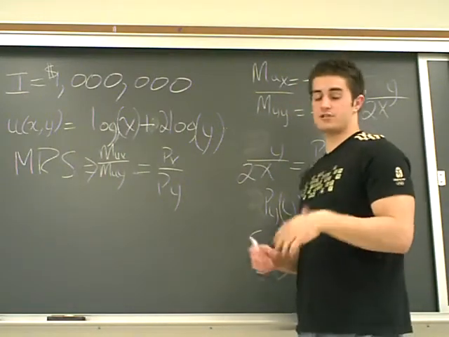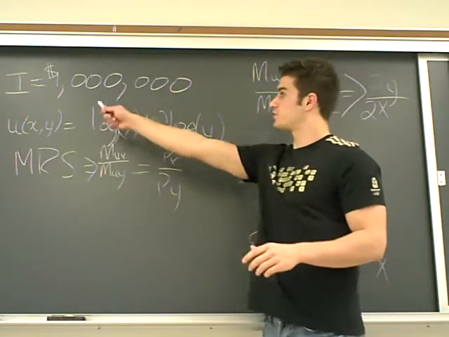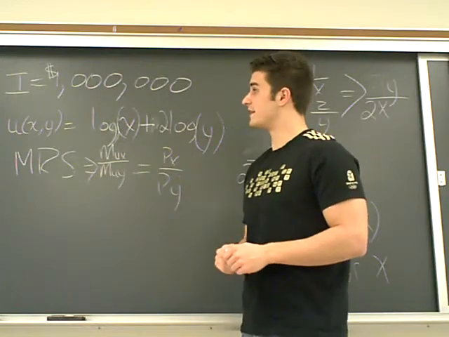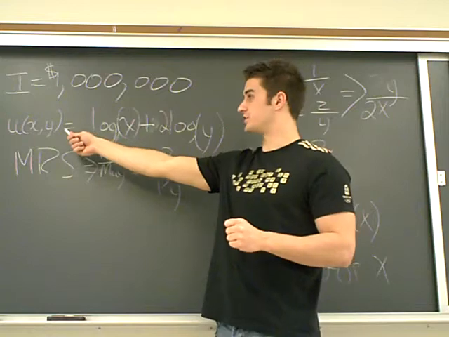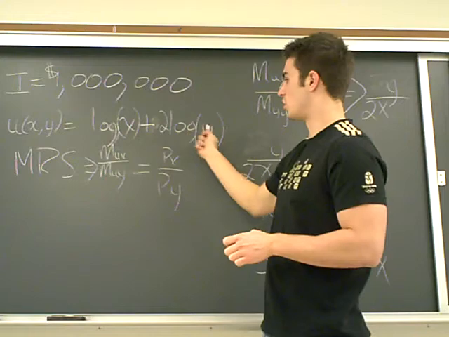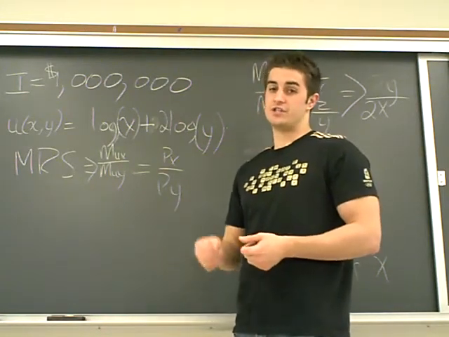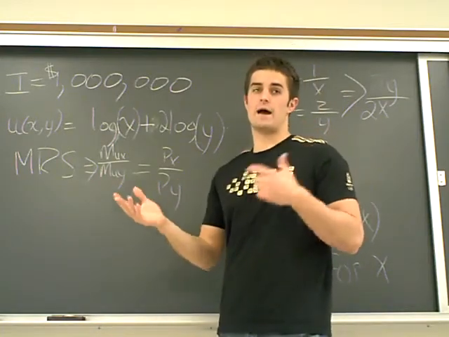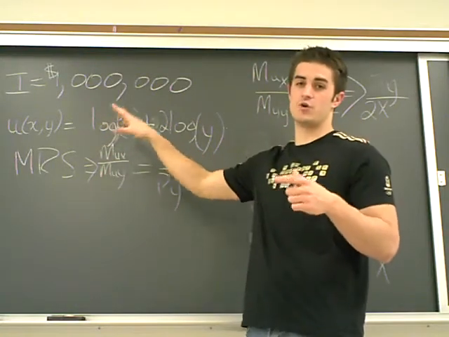To start out, I'm going to tell you some information, and from that information we're going to go through and solve the problem. First, we're going to start with our income. In this problem, our income is going to start at $1 million. We also know that the consumer's utility function is modeled as the utility of x and y equals the log of x plus 2 log of y. Now, to solve this problem, we have to know our constraint, which is the budget constraint, I equals px x plus py y. We also have to know how our utility equation relates to our budget constraint.